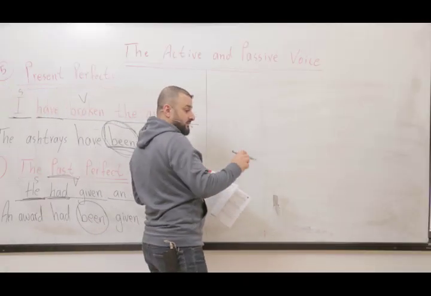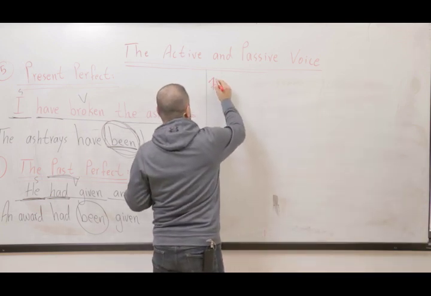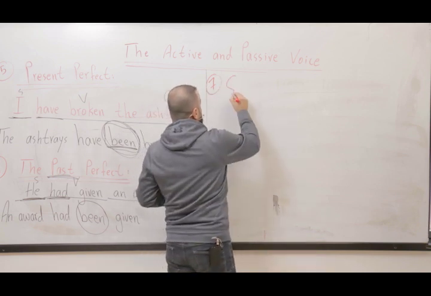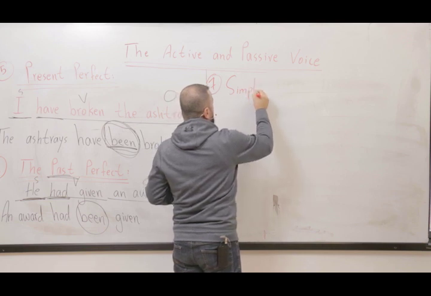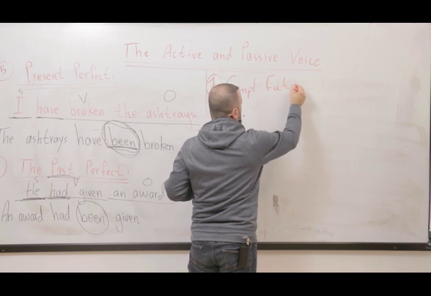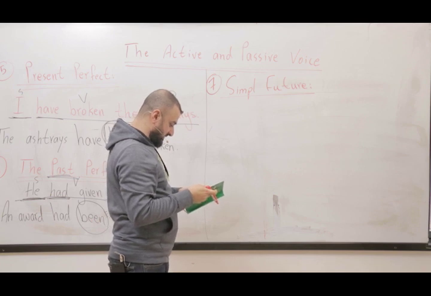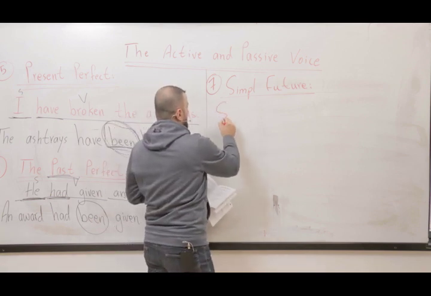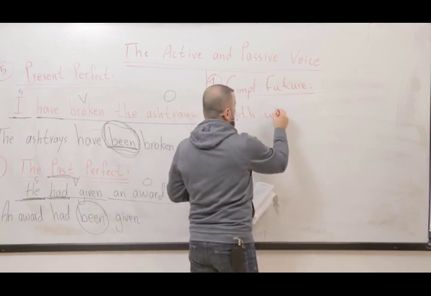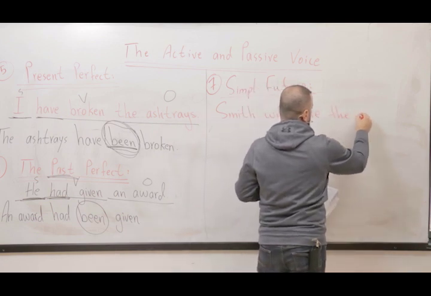Rule number 7. It's about simple future. Let's write a sentence about simple future. Smith will solve the problems.